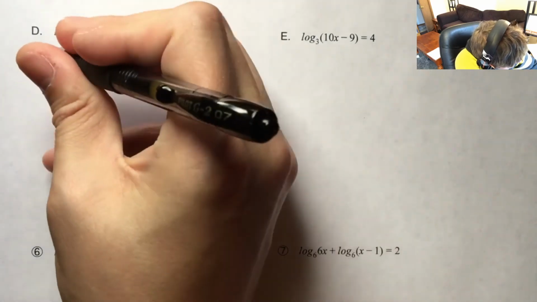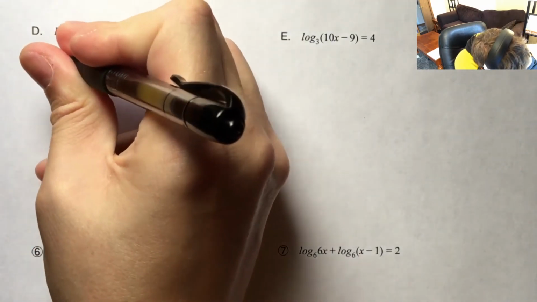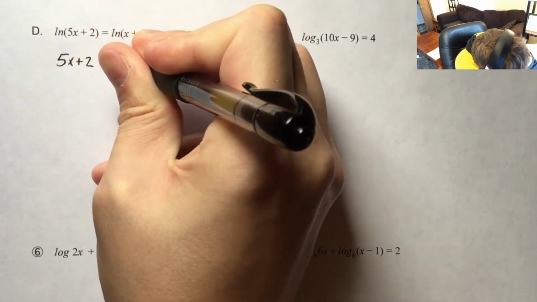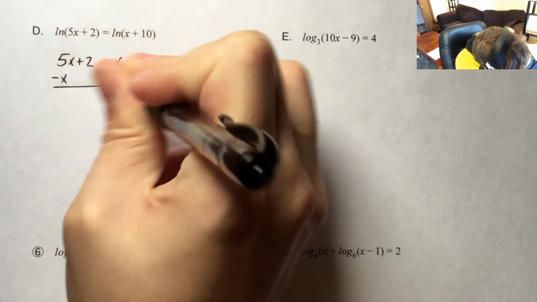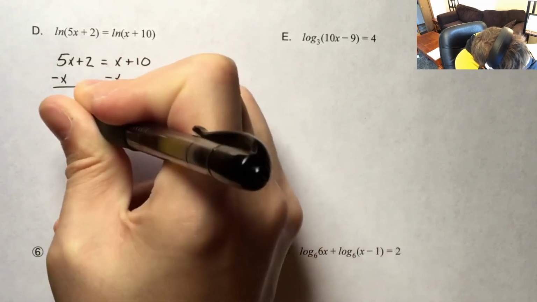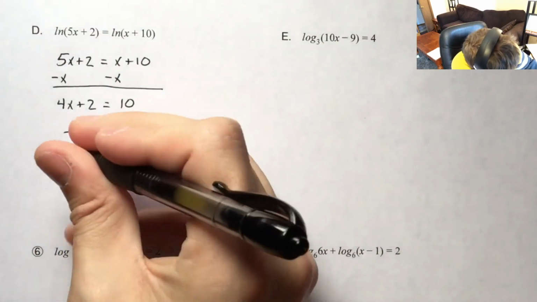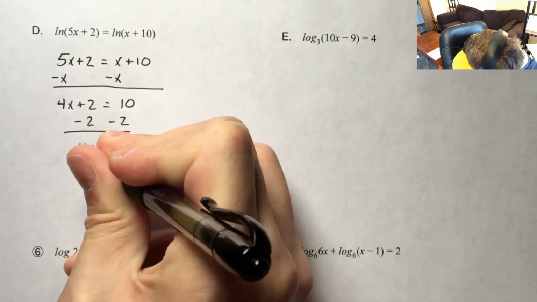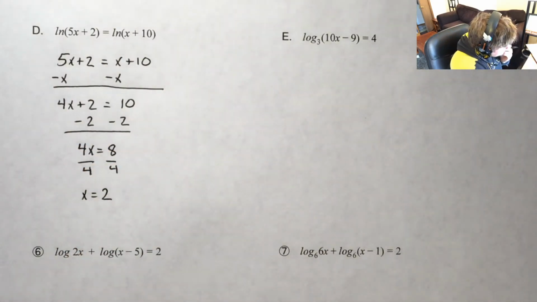Okay, these ones have the same base of e. So since these have the same base of e, I can just go ahead and set the parts equal to each other. Okay, and so then I'm going to subtract x. Okay, 4x plus 2 is equal to 10. Subtract 2. And this one, x happens to be equal to 2.